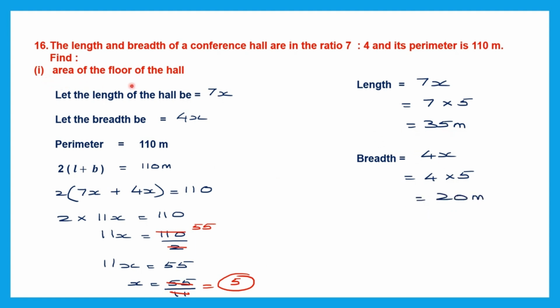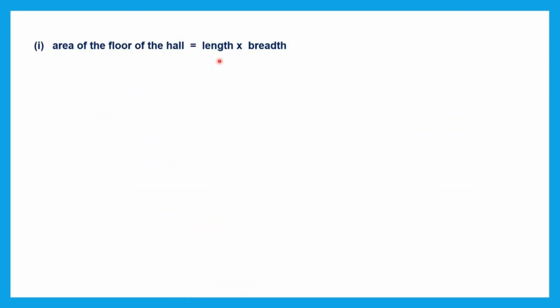We can find the area of the floor, and that will be length into breadth. So area of the floor of the hall is equal to length into breadth, and length we found out to be 35 meters, and breadth we found out to be 20 meters. So 35 into 20. 35 into 2 is 70. So we add one more zero, and meters square. So now we have found the area of the floor of the hall, and that is 700 meters square.